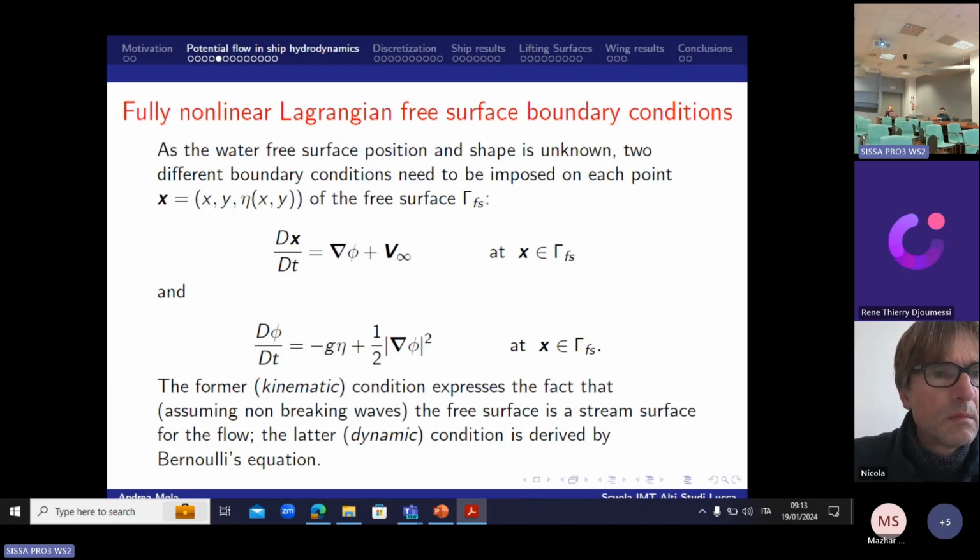The two boundary conditions that we impose are a kinematic boundary condition that you see on top, in which the Lagrangian time derivative of the coordinate of a material point on the free surface is equal to the Eulerian velocity of the fluid. And the second one is a dynamic boundary condition, which is obtained by a manipulation of the Bernoulli equation, so that we obtain the Lagrangian time derivative of the potential.